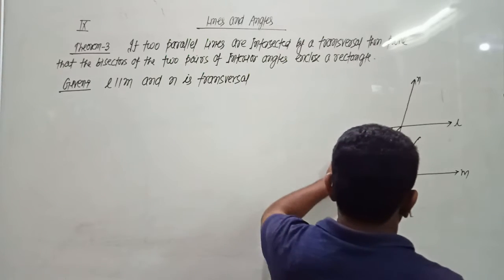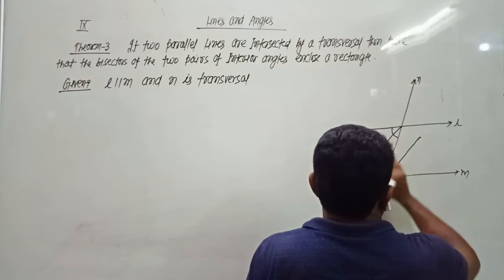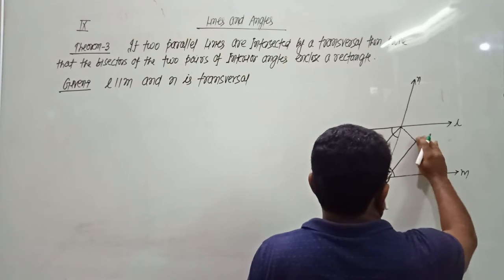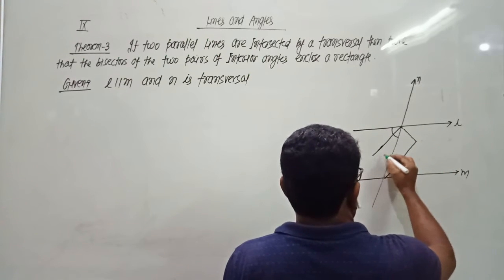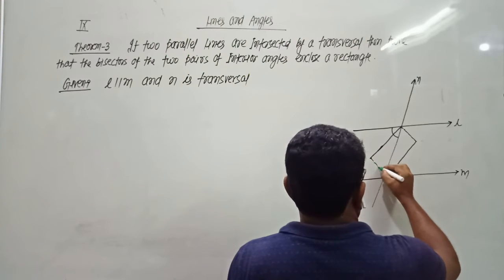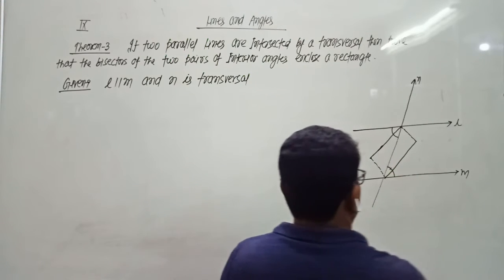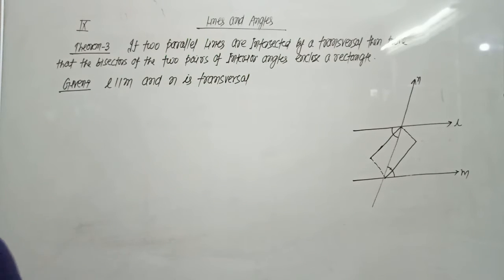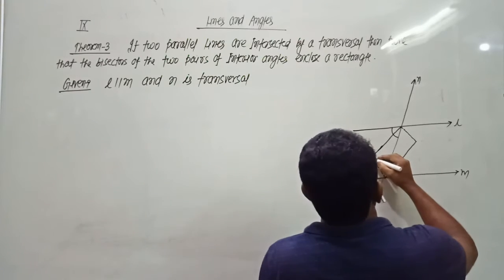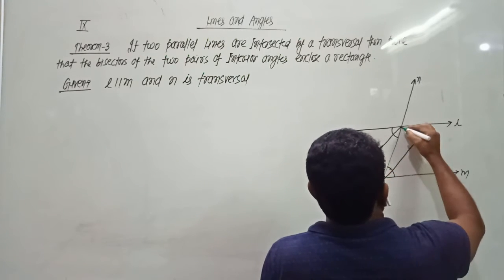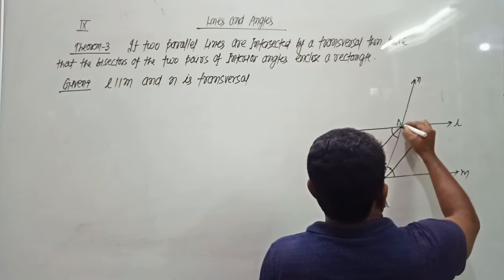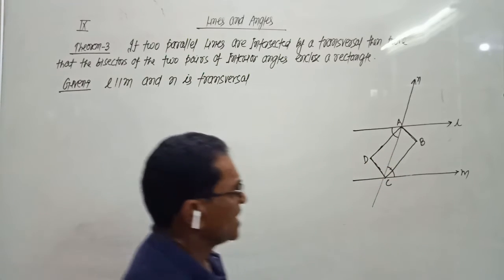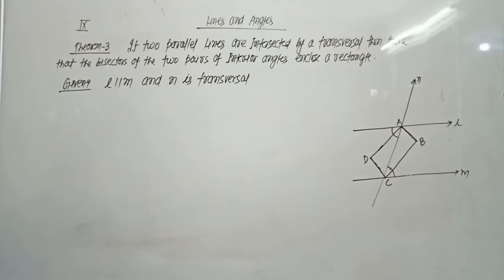So we have to prove that the bisectors of the pairs of interior angles enclose a rectangle. So name it A, B, C and D. We have to prove that ABCD is a rectangle.